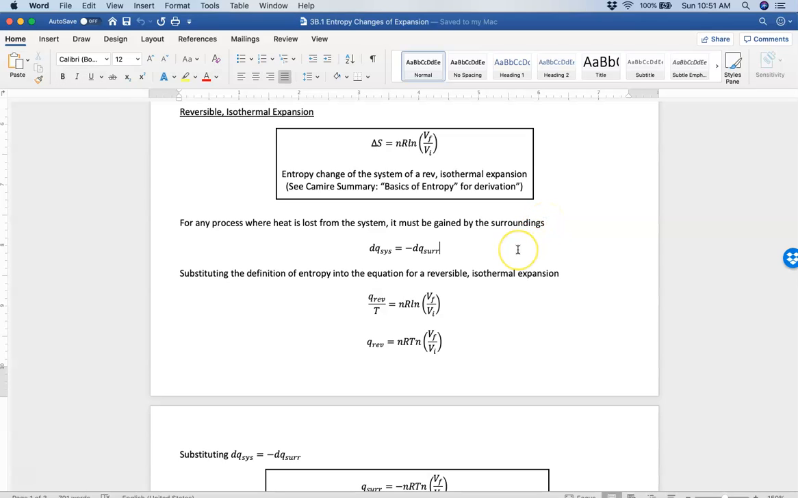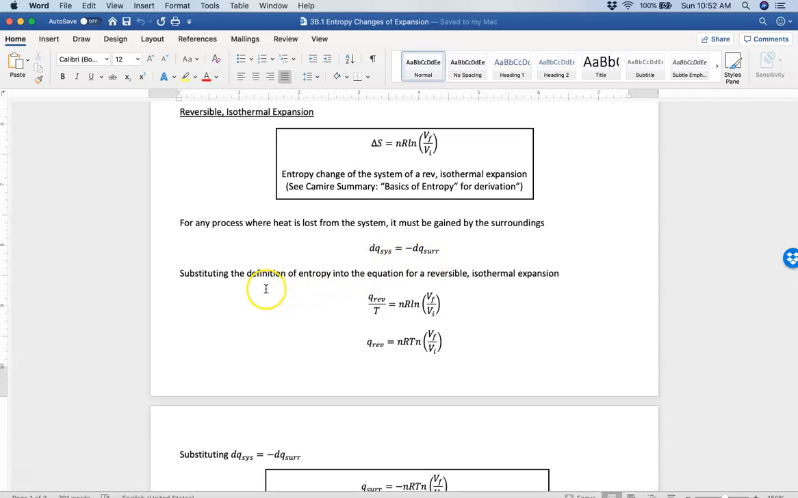So, based on the first law of thermodynamics, we know that any heat that is exchanged from the system, so maybe it's lost by the system or gained by the system, has to be equal and opposite in magnitude to the change in heat of the surroundings.